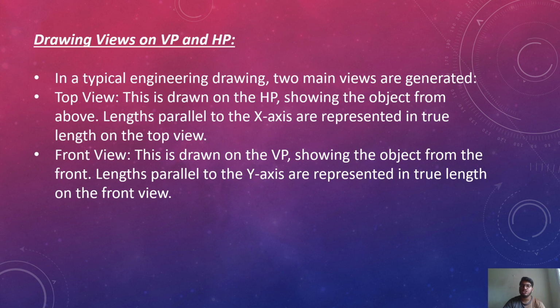Next, drawing views on VP and HP. In a typical engineering drawing, two main views are generated. Top view: this is drawn on the HP showing the object from above, with length parallel to the x-axis represented in true length on the top view. Front view: this is drawn on the VP showing the object from the front, with length parallel to the y-axis represented in true length on the front view.